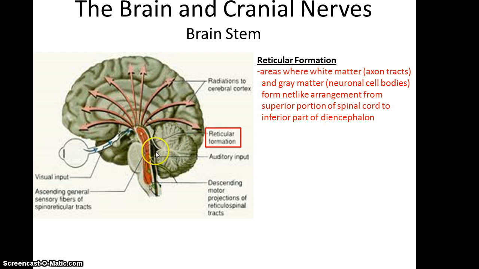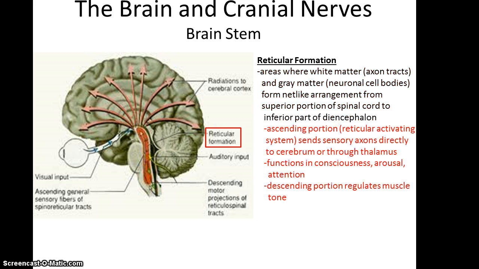Finally, throughout the brainstem and into the diencephalon, you see areas of white matter, which are the axon tracts, interspersed with areas of gray matter, which again are neural cell bodies. And you end up with this sort of net-like arrangement that flows throughout the superior portion of the spinal cord, the brainstem, and the inferior part of the diencephalon. And it turns out that the ascending portion is involved in sending sensory axons directly to the cerebrum or through the thalamus. So it's basically a relay sending the information on to the correct parts of the brain. And these function in consciousness, arousal, and attention.